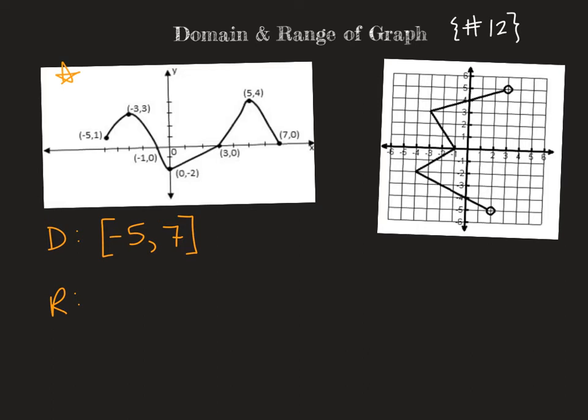Our range, our lowest y value is -2, and our highest y value is 4. There's no jumps or skips or anything. And we actually hit those 2 values, so we'll have them closed as well. So -2 up to 4.